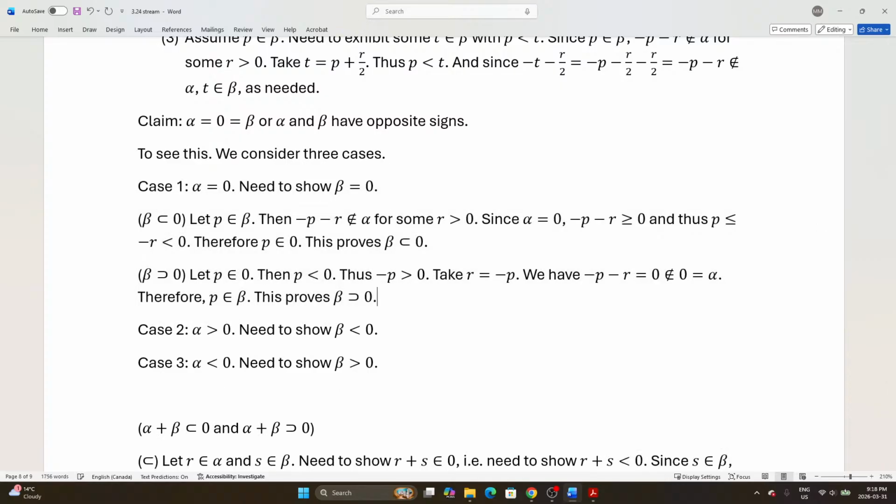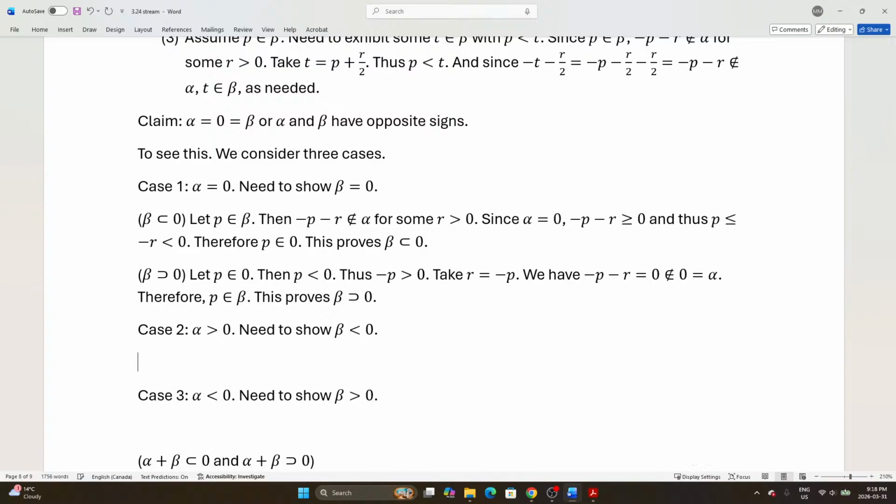Case 2. If alpha is positive, you need to show beta is negative. Remember what beta less than 0 means. This is an order relationship between cuts. So that means beta is a proper subset of 0. So let P be in beta, need to show P is in 0.